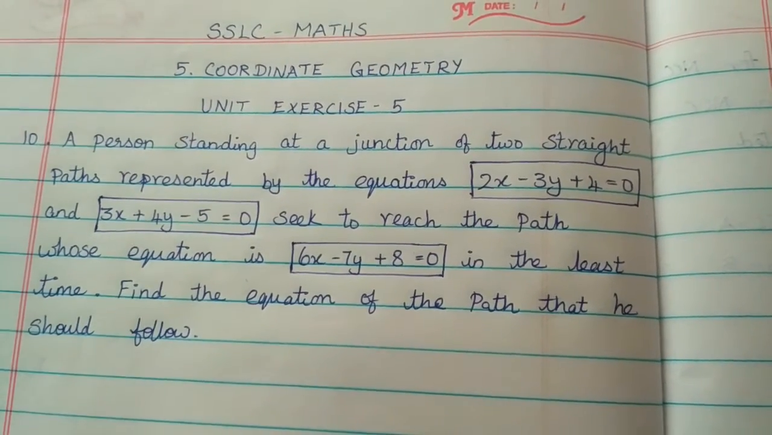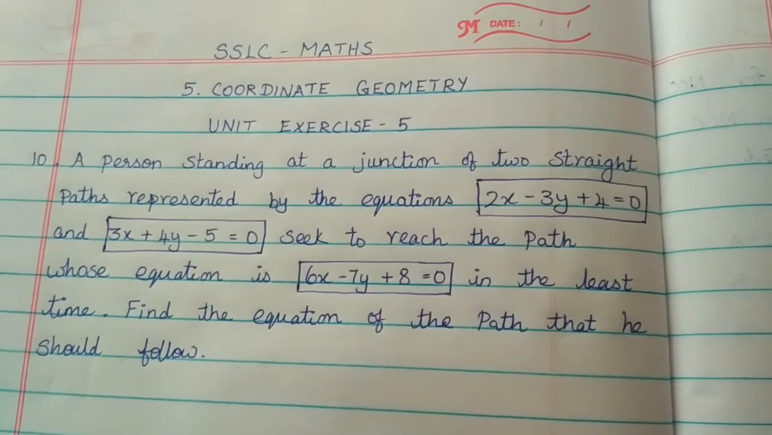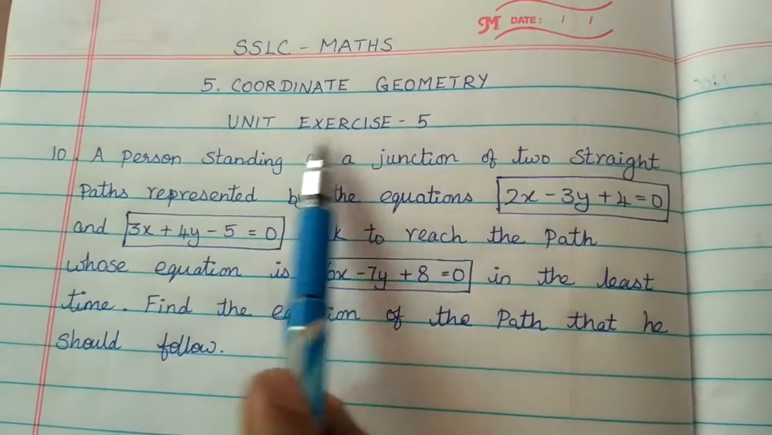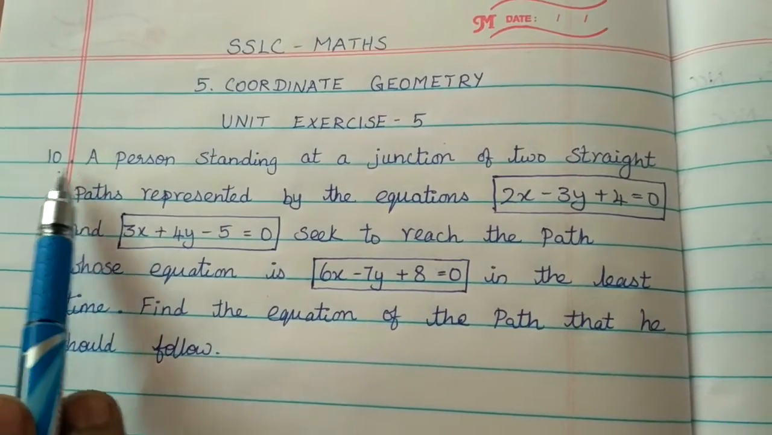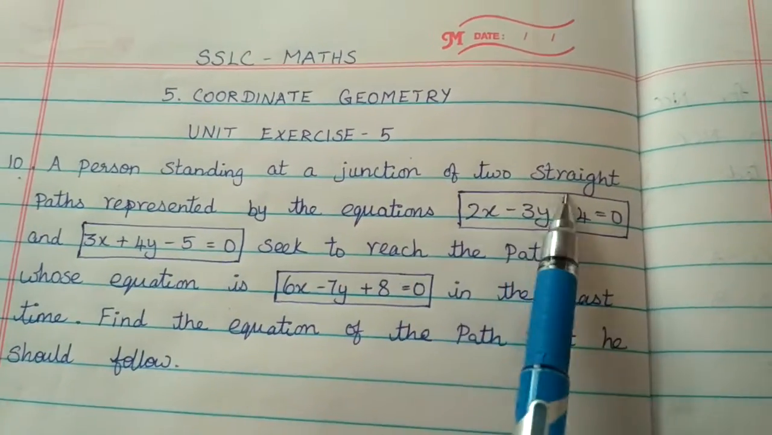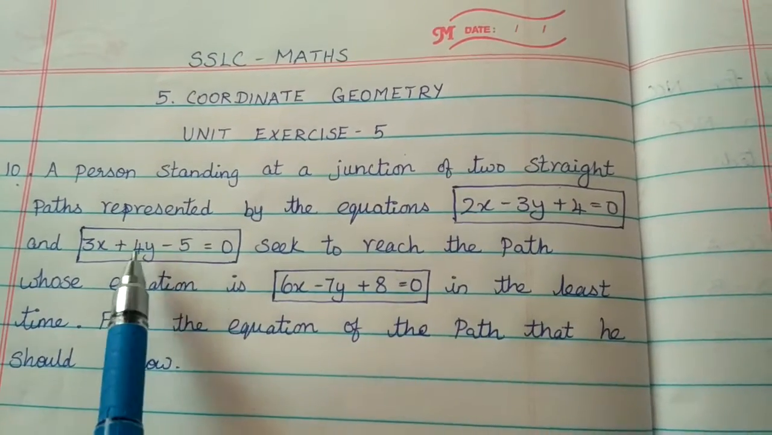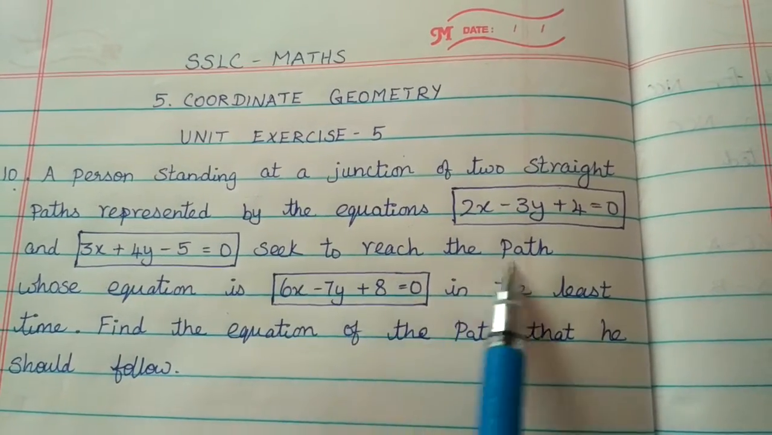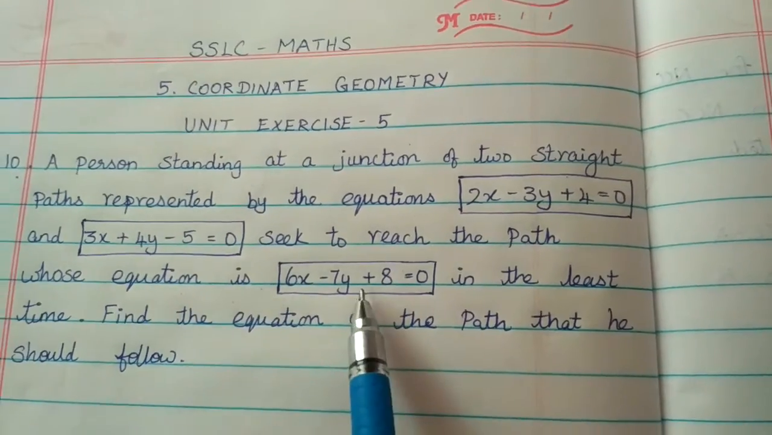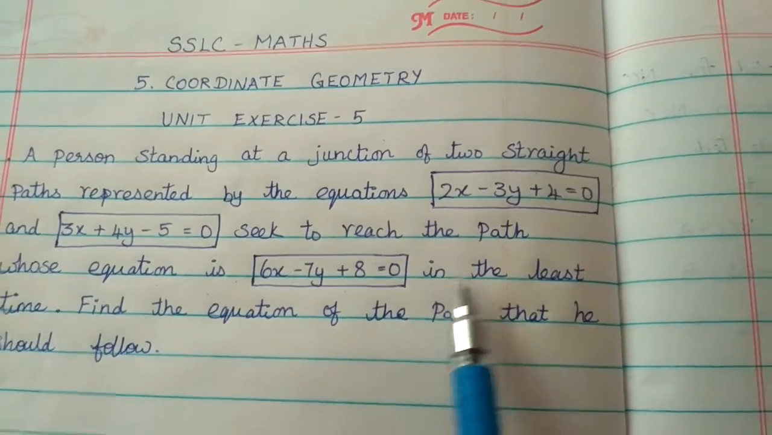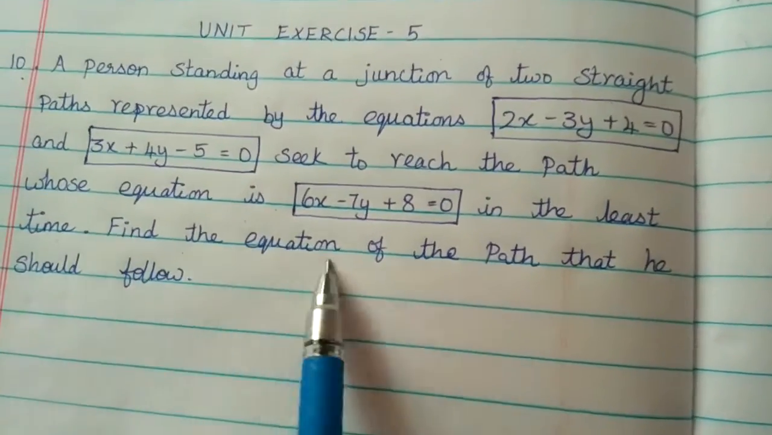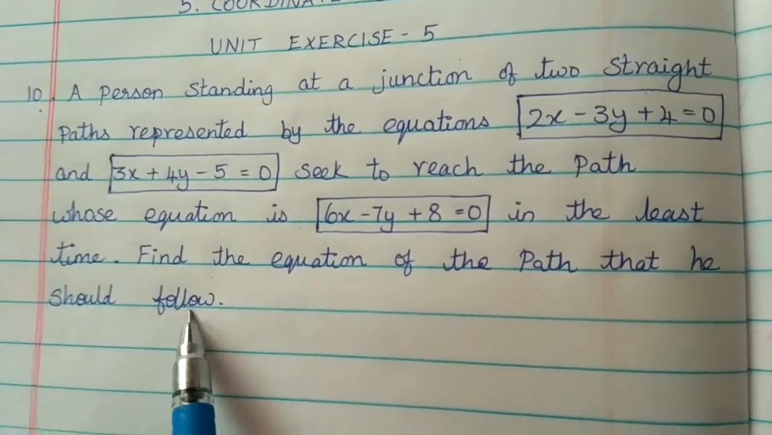Hi, now we are going to see a problem in coordinate geometry, unit exercise 5, question number 10. A person standing at a junction of two straight paths represented by the equations, the two equations are given, seeks to reach the path whose third equation is also given in the least time. Find the equation of the path that he should follow.